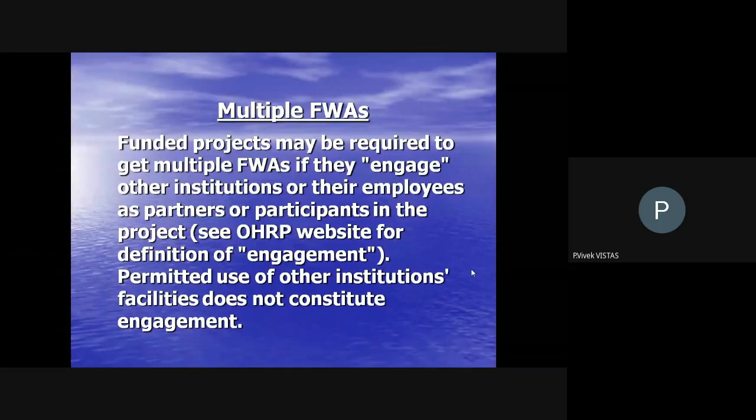So multiple FWAs, Federal Wide Assurances, will be there. Funded projects may be required to get multiple FWAs if they engage other institutions or their employees as partners or participants in the project. So if they are giving multiple funded projects, they can involve other institutions and other employees also. Depending on the different researchers and funded projects, the Federal Wide Assurance will be followed.